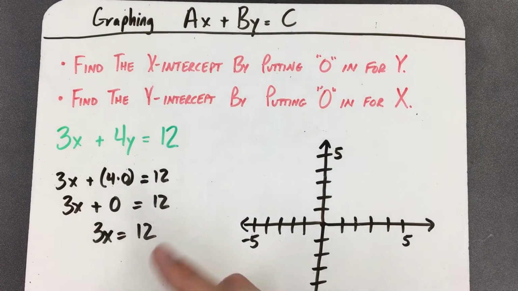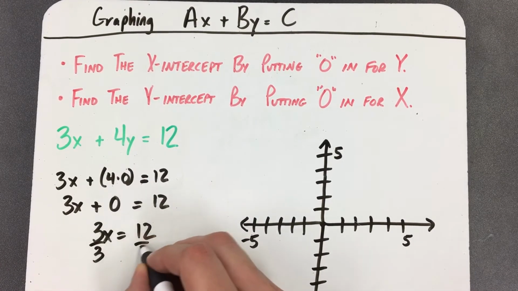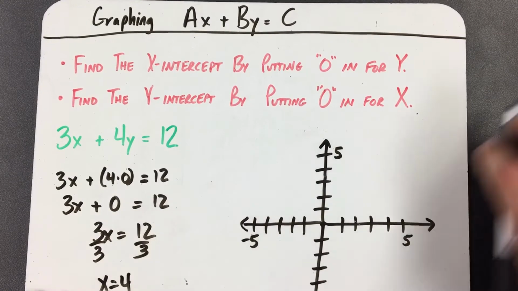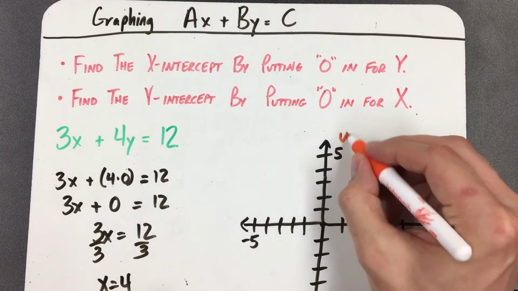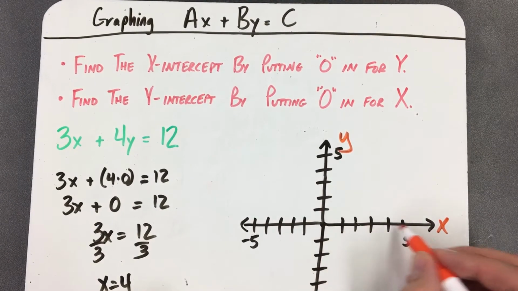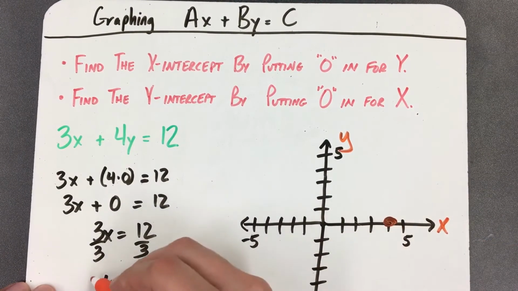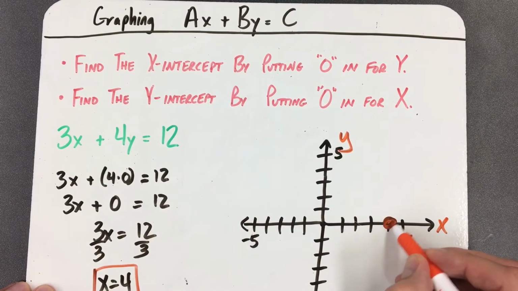Easy. I know that answer. The answer is 4, right? Divide by 3 on both sides. So x equals 4. That means this touches the x-axis. This has an x-intercept of 4. So I'm going to go to 4 on the x-axis. Boom. I put a point right there.